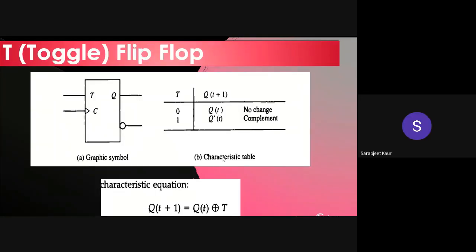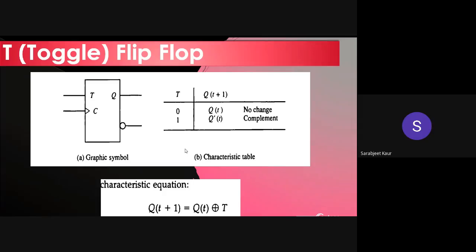Next is the toggle flip-flop. This is the fourth and the last flip-flop that we are going to see. The toggle flip-flop is also popularly known as the T flip-flop. Again, like the D flip-flop, this has only one input. Now, please see what the toggle flip-flop does. When I give it a 0, it gives me the no change condition. And when I give it 1, it gives me the complement. Is this clear? Yes, ma'am.